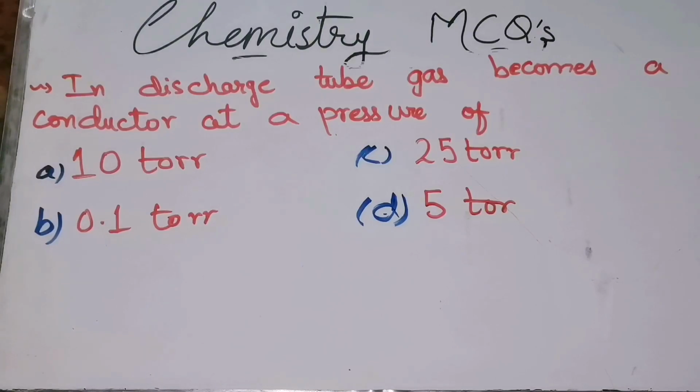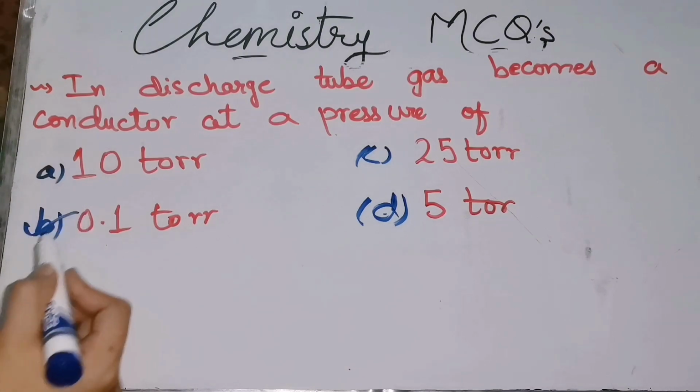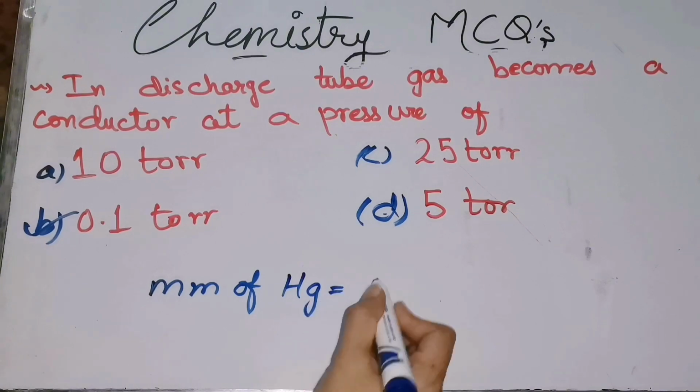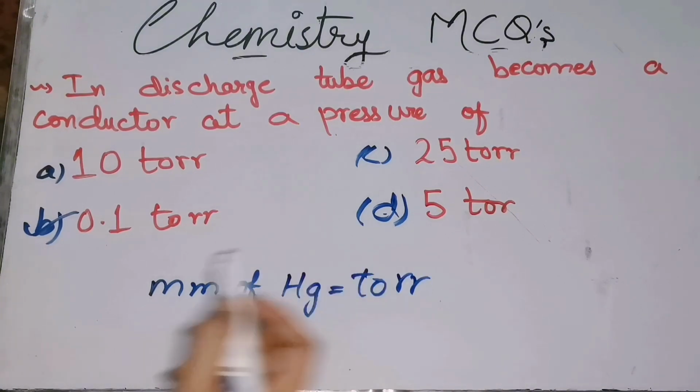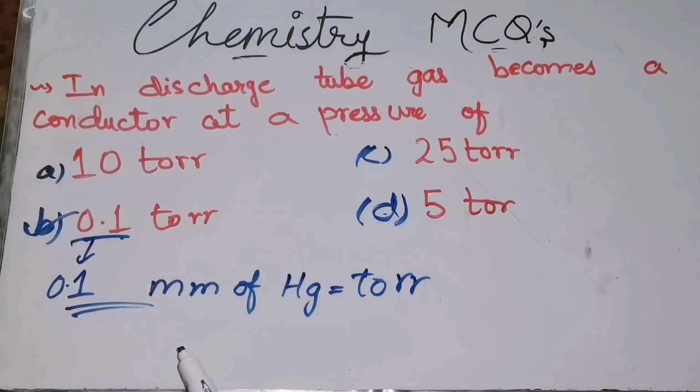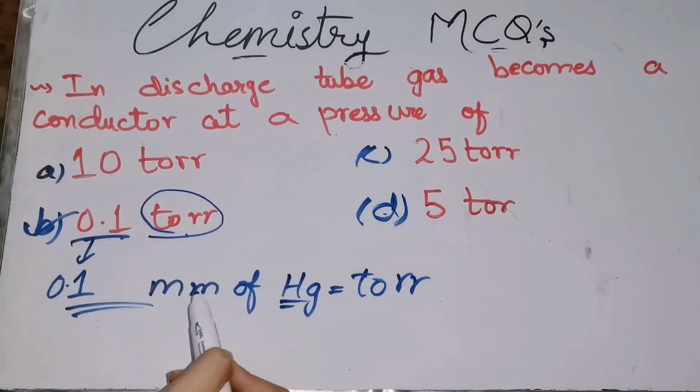The next MCQ: in a discharge tube, gas becomes a conductor at a pressure of. The correct option is 0.1 torr. Remember that millimeter of Hg is equal to torr. In your textbook, it may be written as 0.1 millimeter of Hg. Hg represents mercury. Here the unit used is torr. So the correct option is 0.1 torr. So in a discharge tube, gas becomes a conductor at a pressure of 0.1 torr.